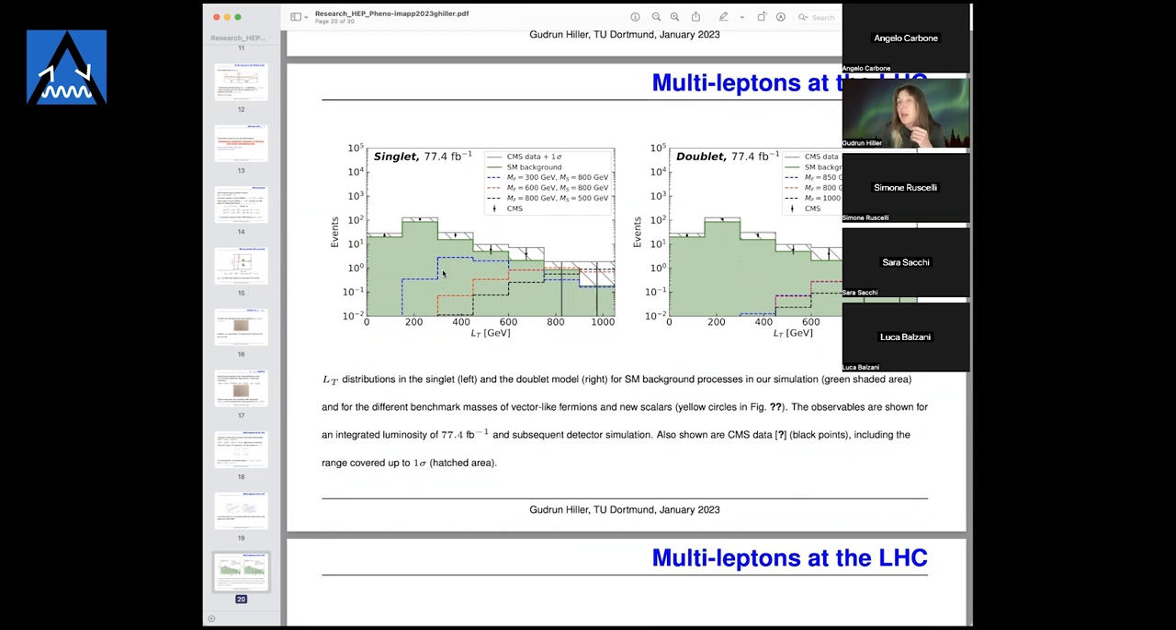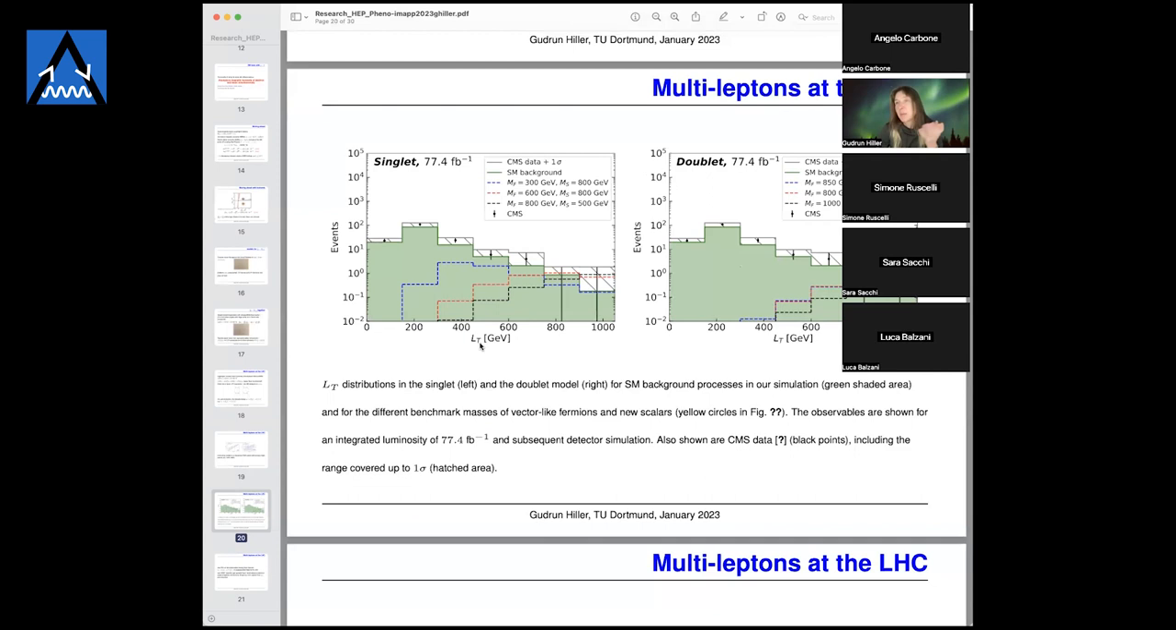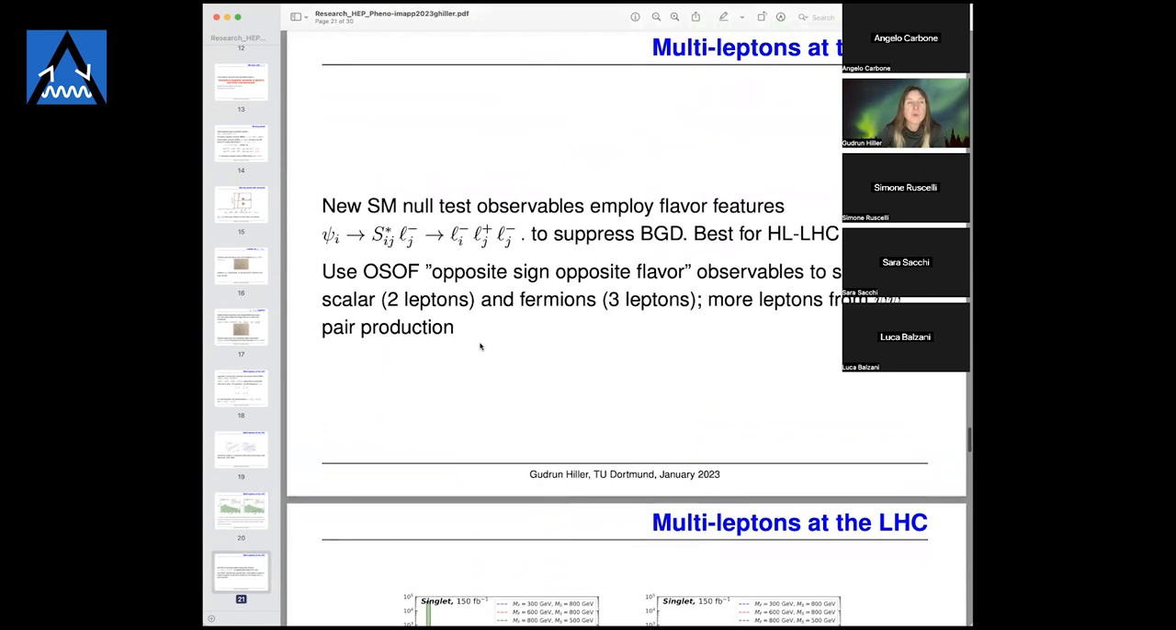So this is an analysis with 77.4 inverse femtobarn. So clearly there's more to expect. And also the observable here is not ideal. That's the observable that CMS used for their search. So we constructed new observables, which are standard model null tests.